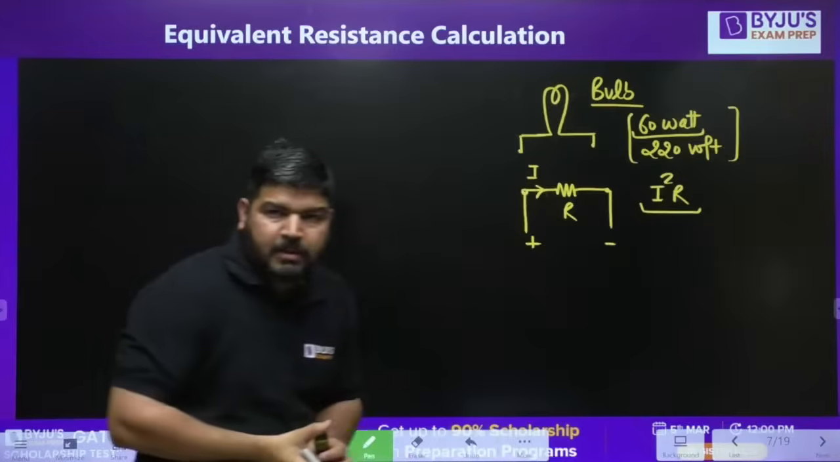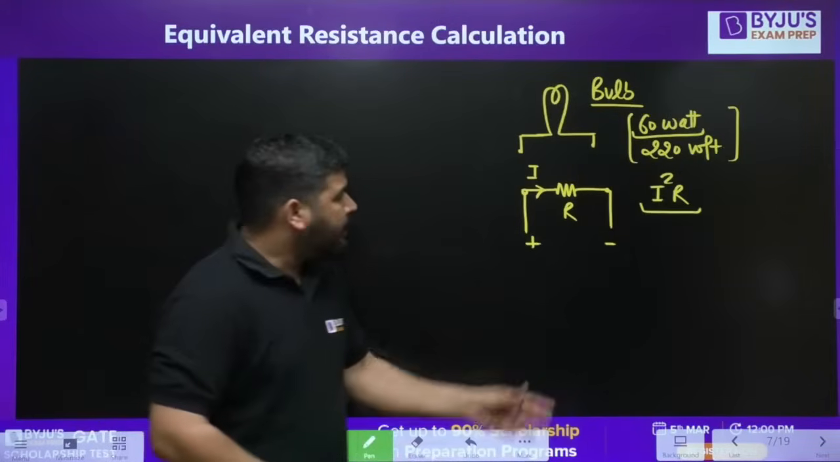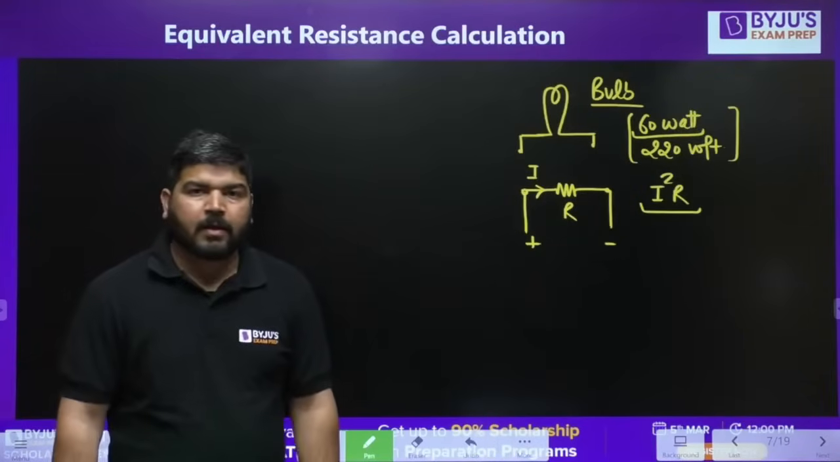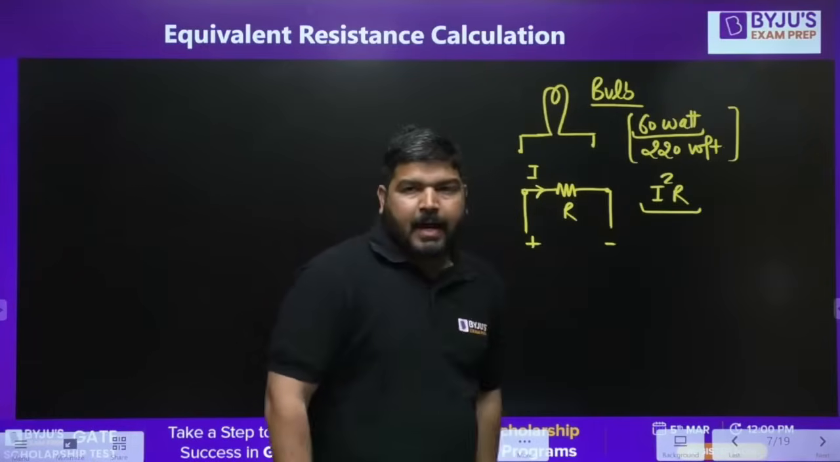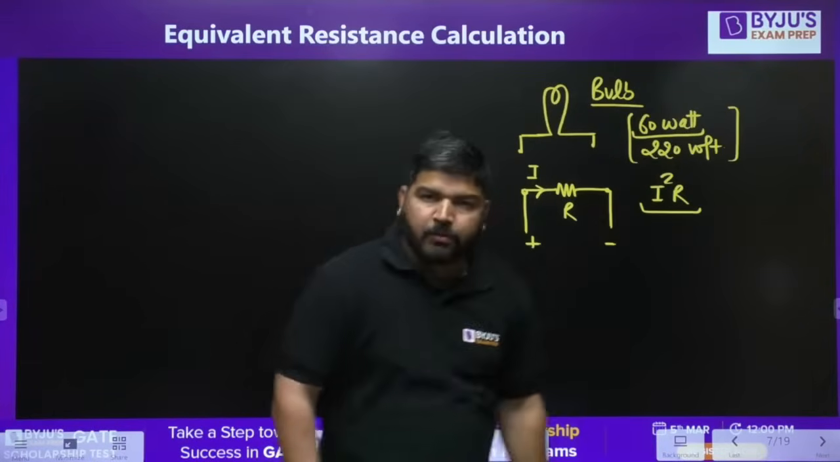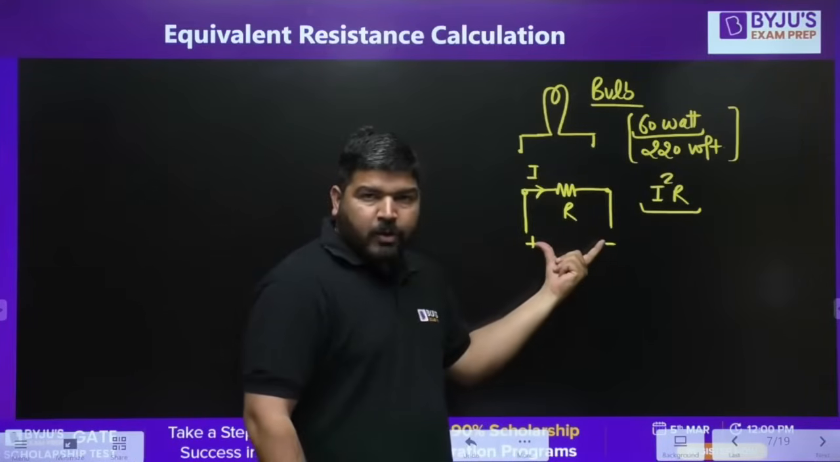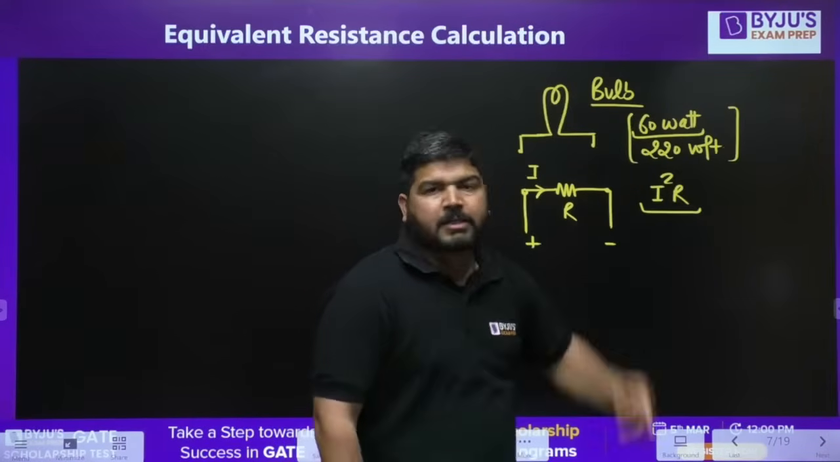The 60 watt is the rating of this bulb. It is the rating of this resistance. It means it can handle 60 watt of power at 220 volt. The current will be such that the power loss in this bulb is 60 watt. The meaning of this line is, if you apply 220 volt across the bulb, the current will be such that the power in the bulb will be 60 watt.